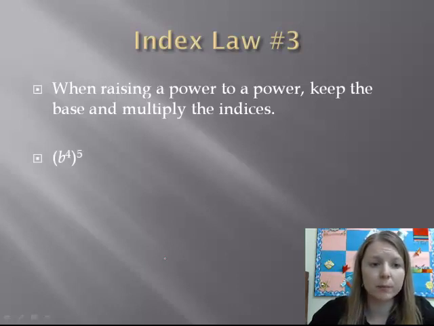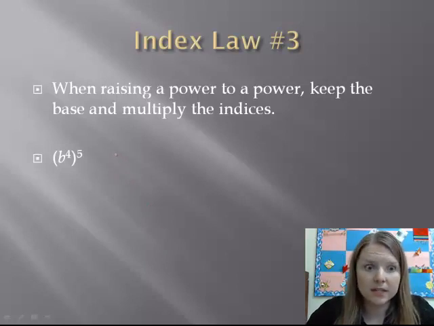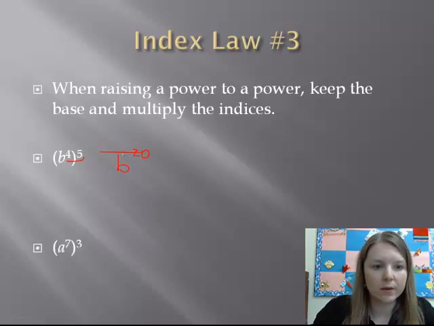So if we look at something like b to the power of 4, all of that to the power of 5, I would write it all out, but that's a lot of b's. So think that's b times b times b times b, 5 times. So the law says keep the base, and then we multiply those exponents together. So 4 times 5 gives us b to the power of 20. Not too difficult. Let's look at another one.